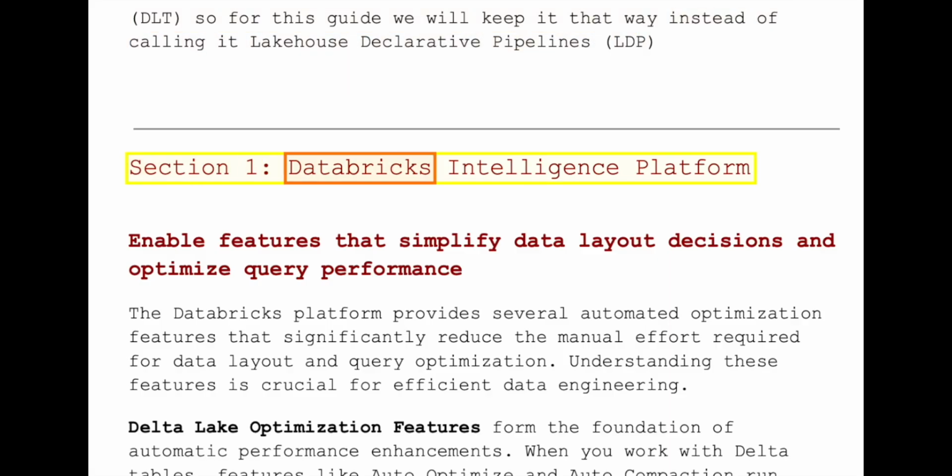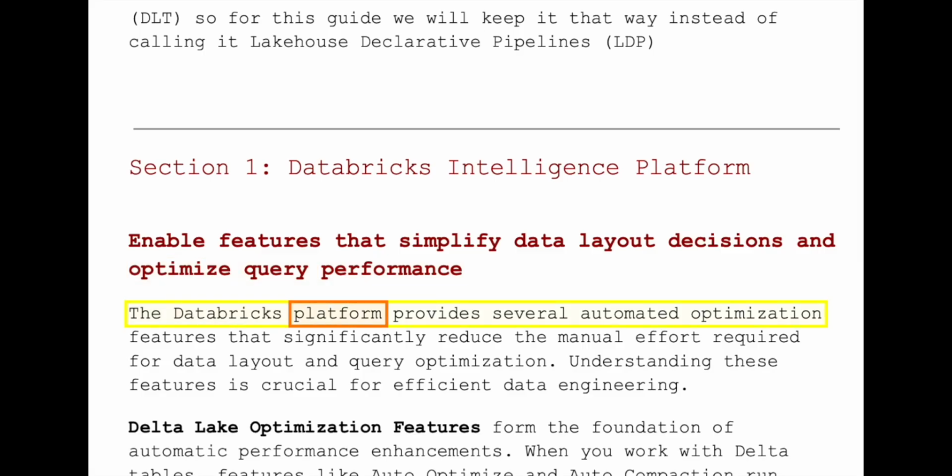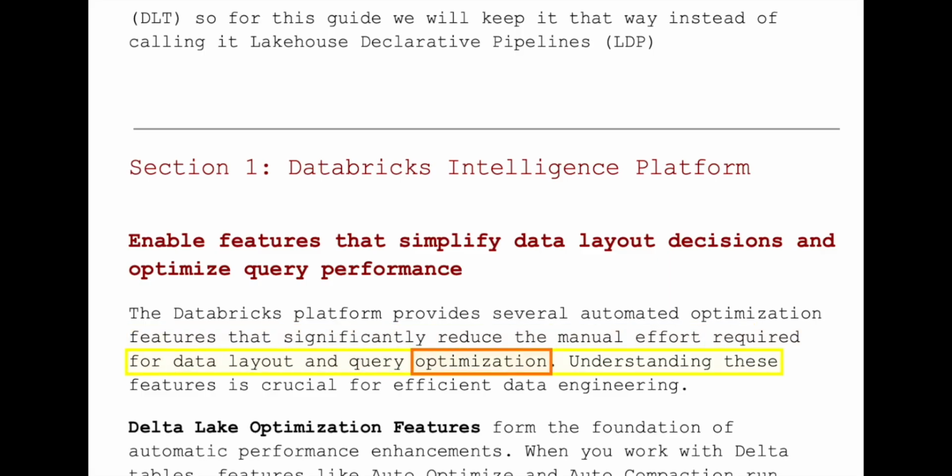Section 1. Databricks Intelligence Platform enable features that simplify data layout decisions and optimize query performance. The Databricks platform provides several automated optimization features that significantly reduce the manual effort required for data layout and query optimization. Understanding these features is crucial for efficient data engineering.